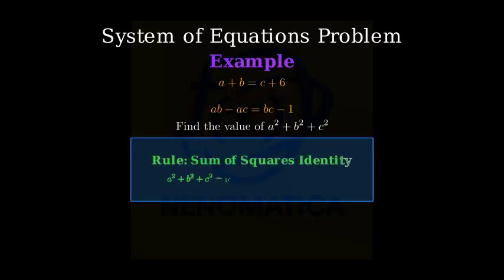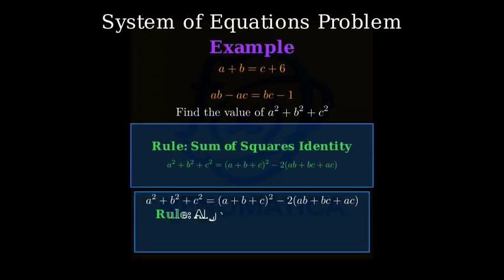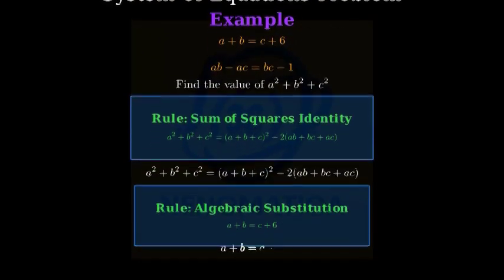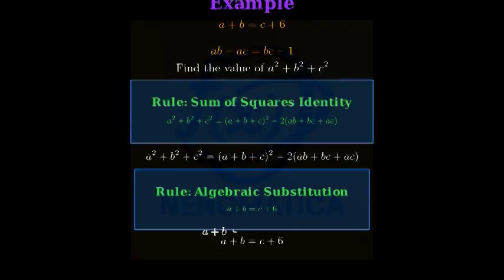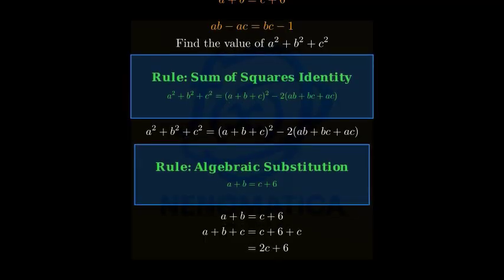The sum of squares identity tells us that a squared plus b squared plus c squared equals the square of the sum of a, b, and c, minus twice the sum of their products. Now, let's start applying this identity to our problem. First, we need to find the value of a plus b plus c. From our first equation, we know that a plus b equals c plus 6. Let's rearrange this to find a plus b plus c.